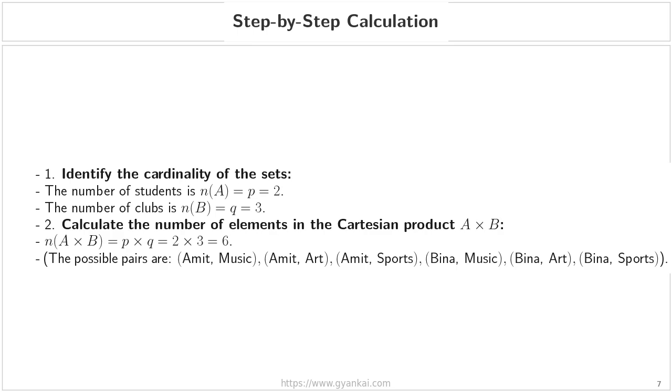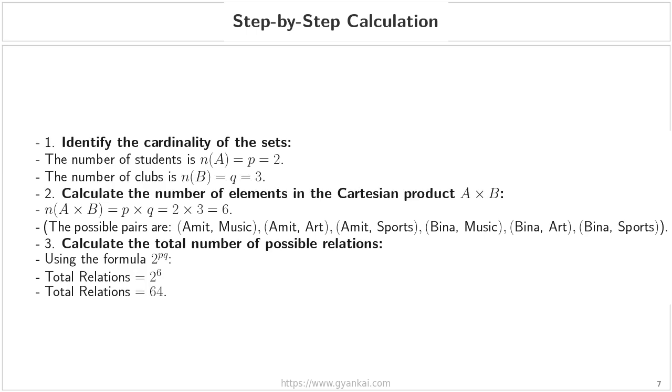Second, we need to find the number of elements in the Cartesian product A cross B, as we learned in the earlier steps. We find this by multiplying our two cardinalities together. So, P times Q, which is 2 times 3, gives us a total of 6 possible ordered pairs. To make this concrete, let's list them out. We have Amit paired with music, Amit with art, and Amit with sports. Then we have Bina paired with music, Bina with art, and Bina with sports. That makes exactly 6 pairs.